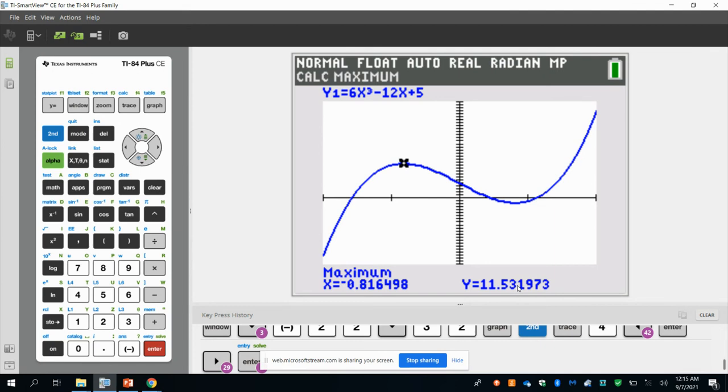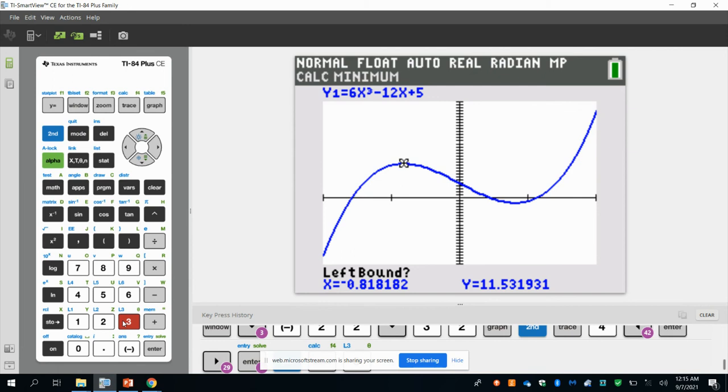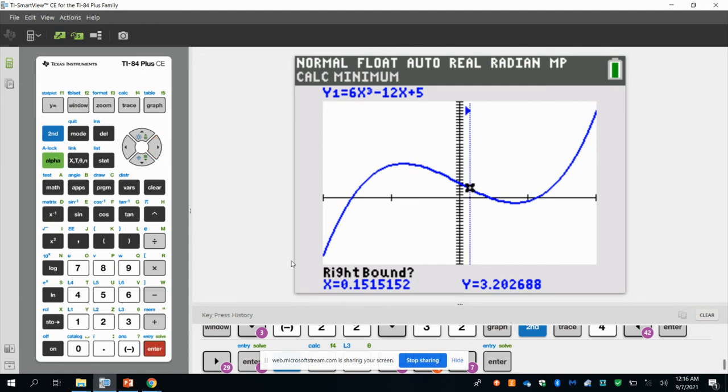To find the local minimum, it is exactly the same process. Do second trace, and now we choose option 3. Now it asks for the left boundary. We know the local minimum is right here from the graph, so we need to move this flashing cross to the left-hand side of the lowest point you can visualize. Press enter to place the left bound dash line, and then it asks for the right bound. Move to the right-hand side, press enter to place the right boundary, and then another enter for the guess.